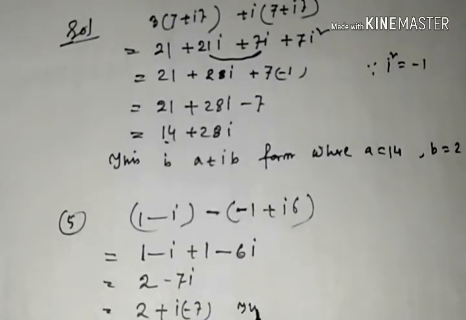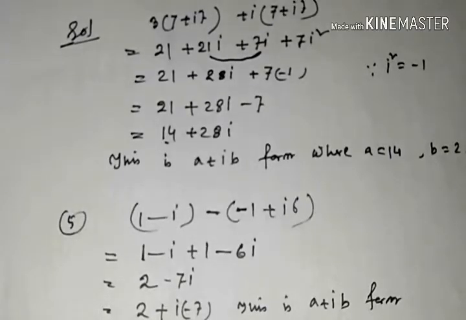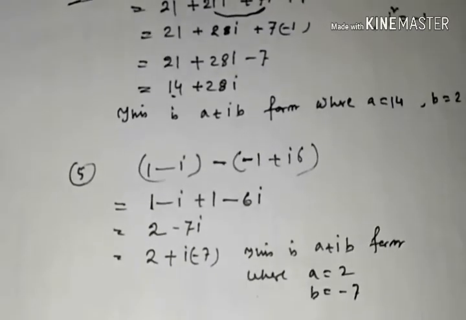This is A plus iB form, where A is equal to 2 and B is equal to minus 7.